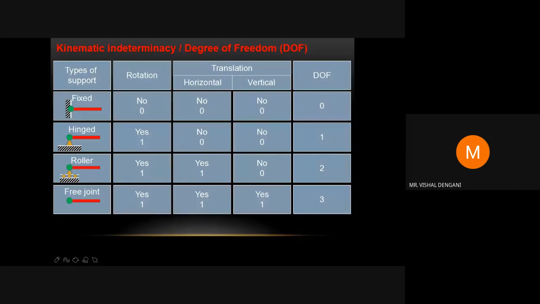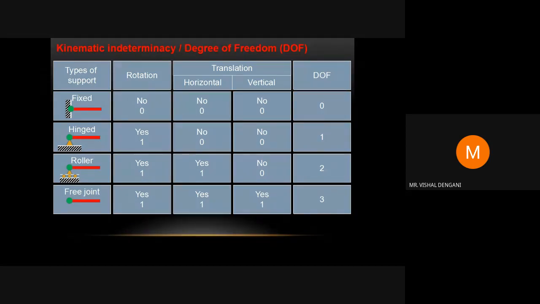Then in the case of a free joint, a free node, where there is no support, the possible displacement is in all directions. That means the degree of freedom in the case of a node is 3. So this is applicable to all types of structures, but when we are calculating the degree of freedom in the case of truss or beam, we have to calculate according to the type of structure.